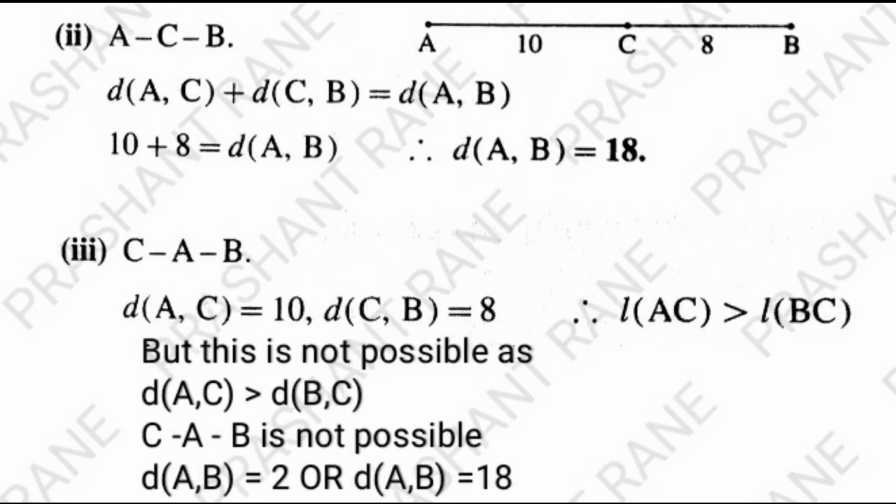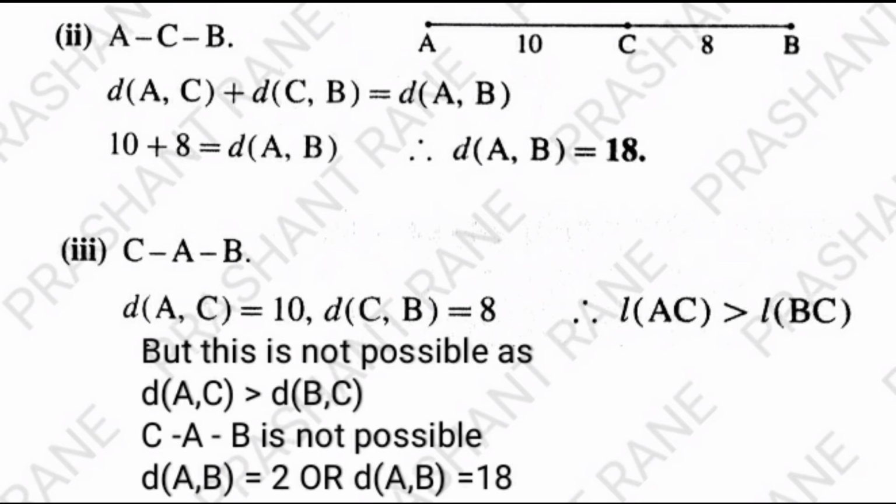Second case, if C lies between A and B, that is A-C-B. So what we will get? Distance AC plus distance CB is equal to distance AB. Substituting the values, 10 plus 8 is equal to distance AB, and therefore distance AB is equal to 18 units.